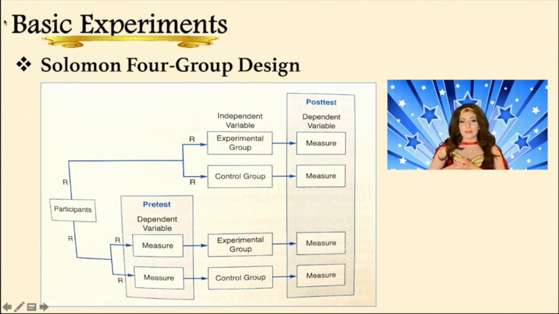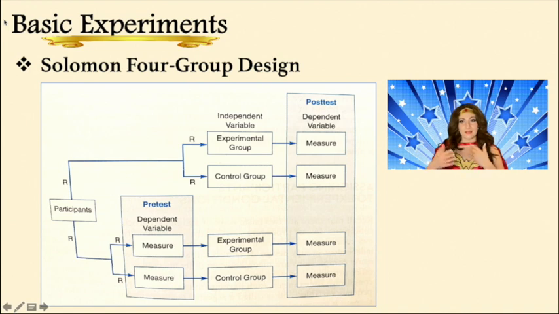So from participants, you have two arrows. One arrow goes up, and we see that we have a random assignment to an experimental group and to a control group, followed by a post-test observation, right? We measure the dependent variable based on which level of the independent variable the participants were exposed to. However, the arrow that takes you to the bottom from the participants box takes us to a pretest measure for both groups. After the pretest measure, we randomly assign people to the experimental group or the control group.